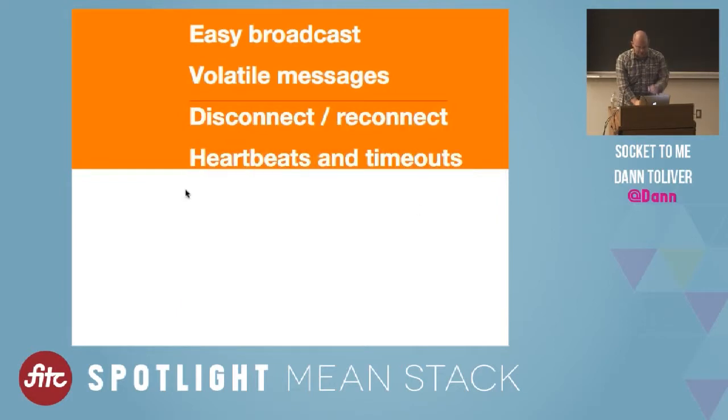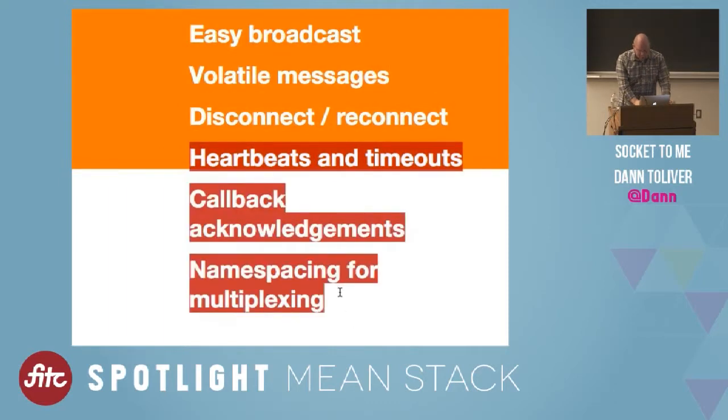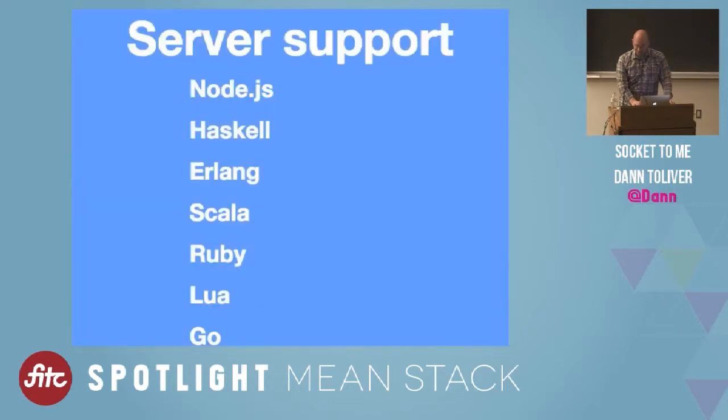Callback acknowledgements, namespacing for multiplexing. These are all really good things to have that don't come in the protocol out of the box. So use Socket.io. It's got server support for all the languages you would want, and some of the languages that maybe you wouldn't want, I don't know.